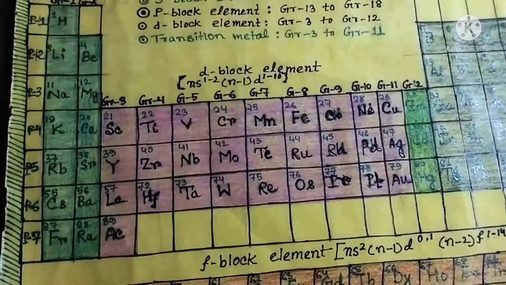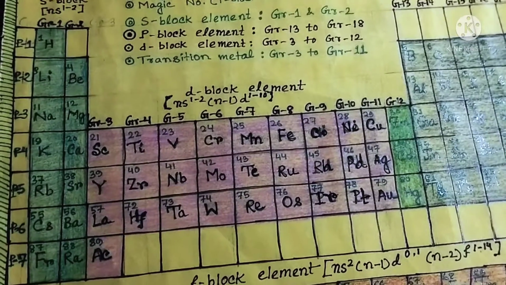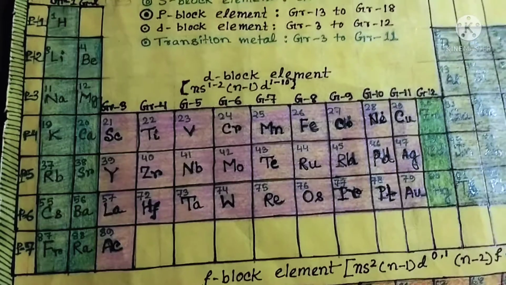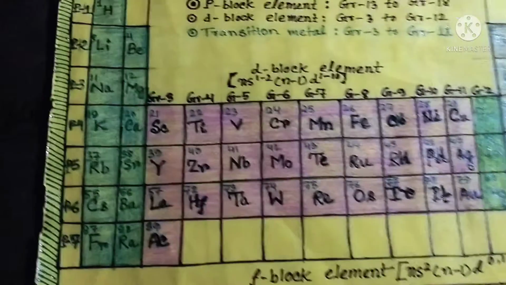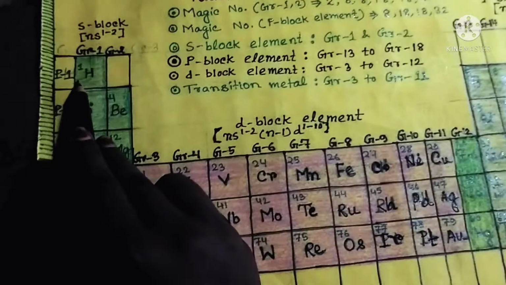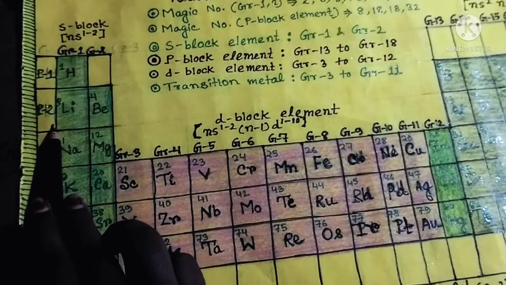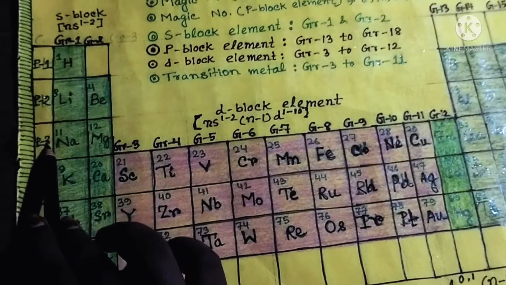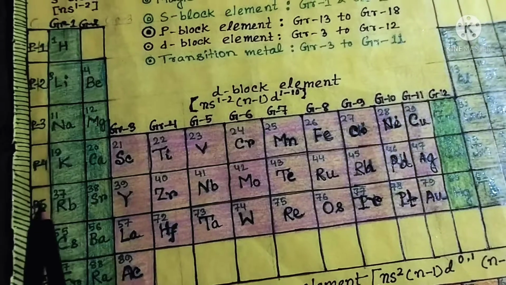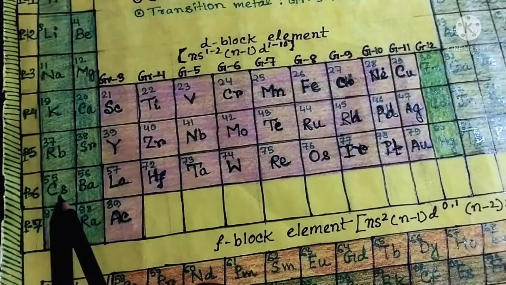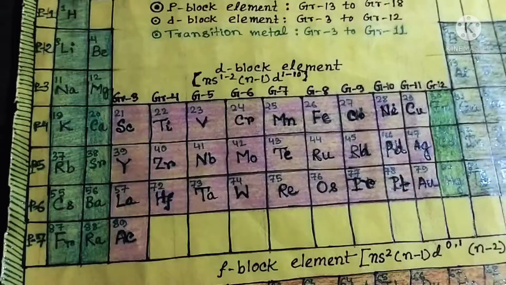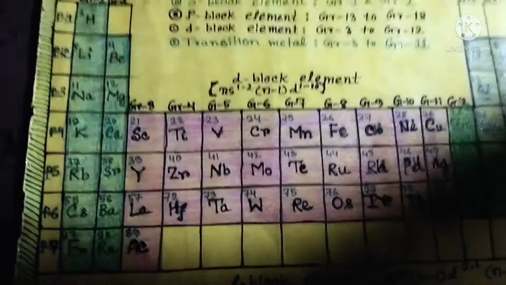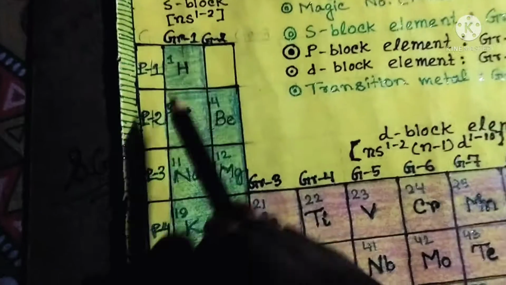Pause the video and make the chart. Okay, now start. Remember one thing: in period 1 there are 2 elements, in periods 2 and 3 there are 8 elements each, in periods 4 and 5 there are 18 elements each, and in periods 6 and 7 there are 32 elements. Okay, now let's start filling.